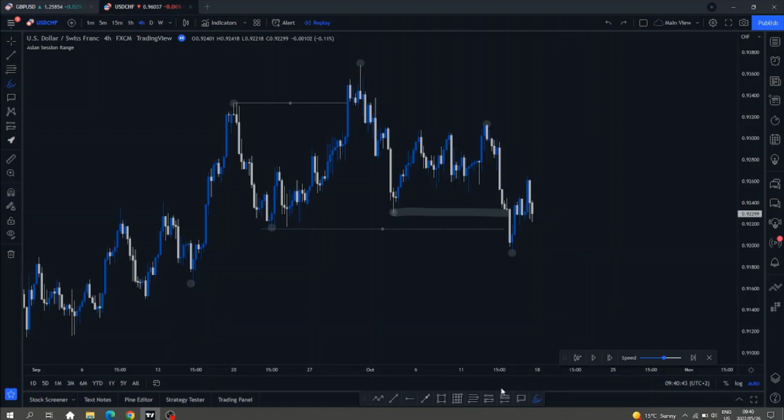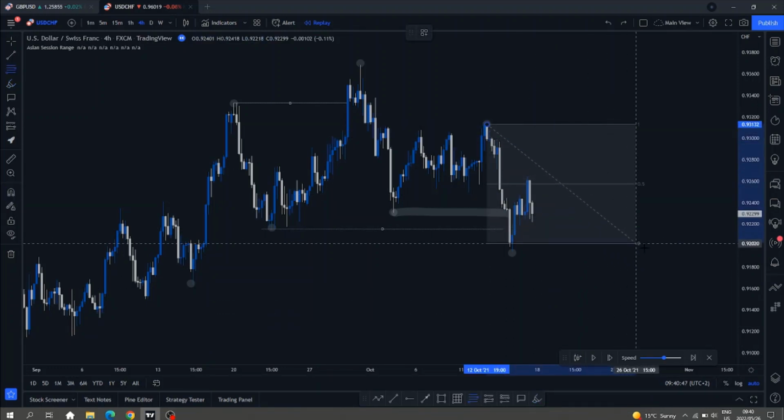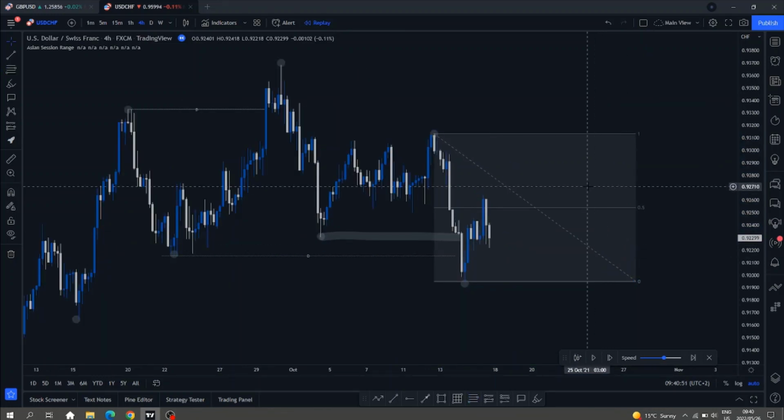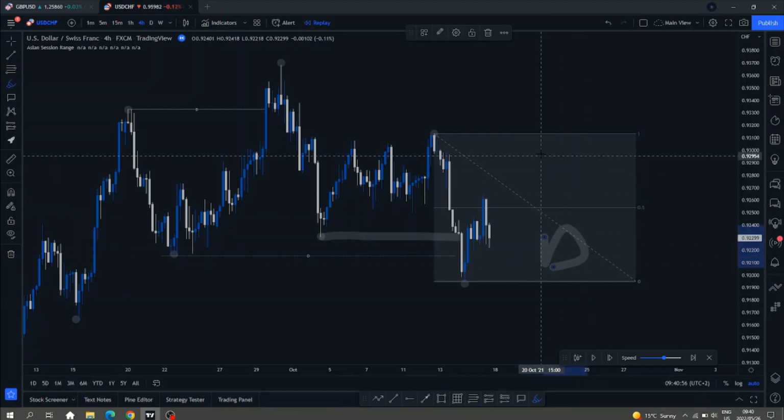And what we can then do is draw on our Fibonacci tool. We can anchor it from this point here to this point here. And then essentially we've got a nice indication of what our discount pricing is, and we've got a nice indication of what our premium pricing is, all right?